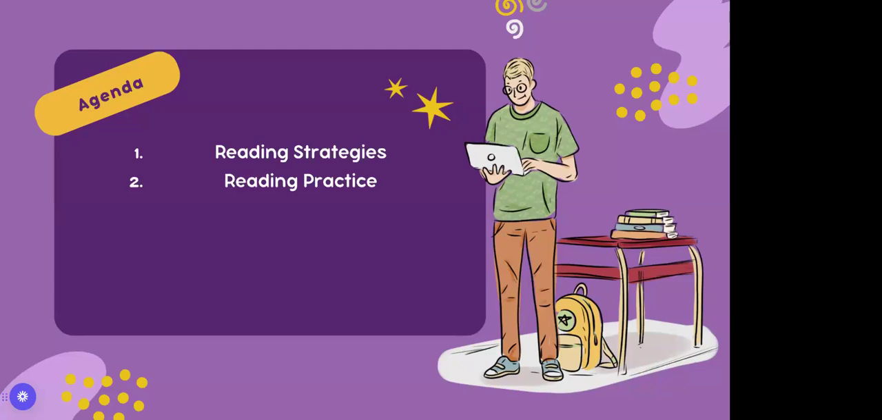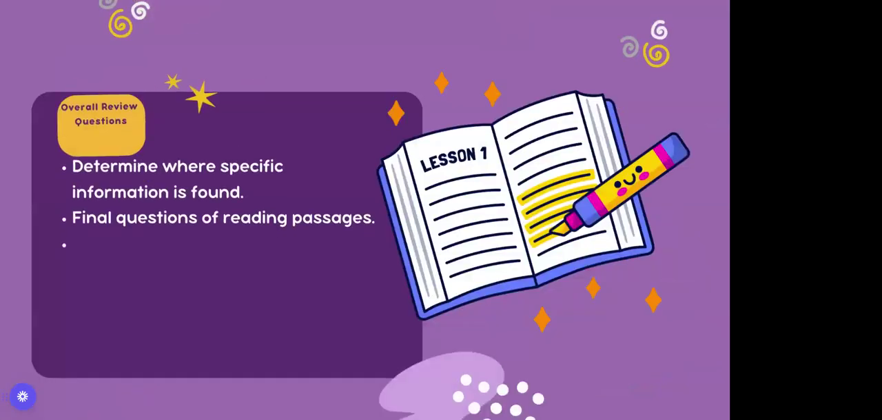I'm going to stop my video to get a better connection. Okay. The strategies that I would like to talk to you about today relate to overall review questions. These types of questions will ask you to find and determine where specific information is found. And these are usually the final questions of reading passages. There could be one of each, or more than one of the same kind.